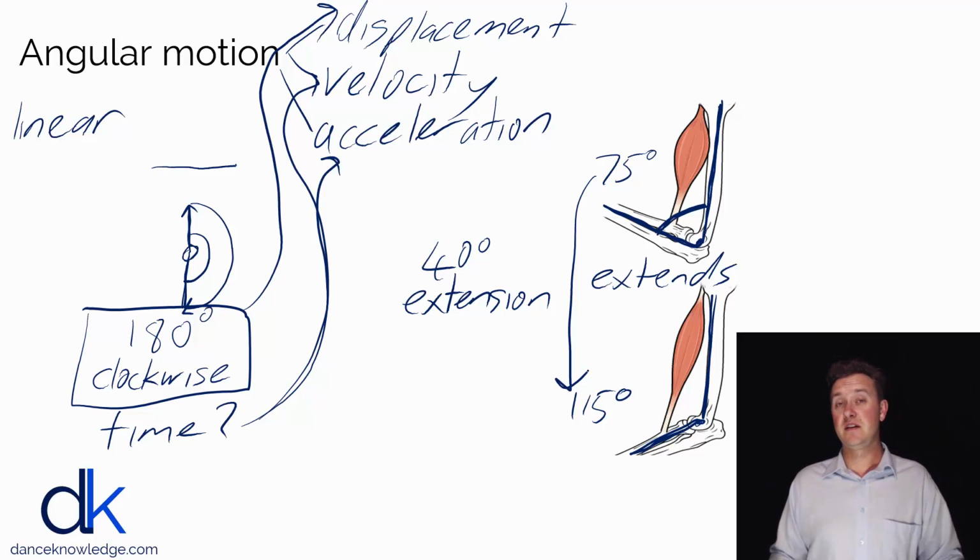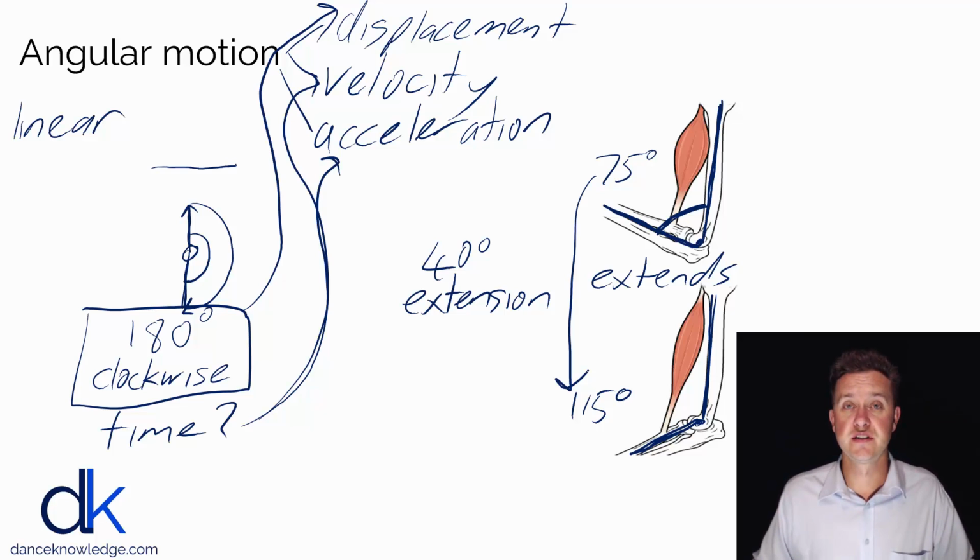So you can hopefully see that these concepts apply directly across into angular motion just as they do into linear motion. And in the other dance knowledge courses, I'll refer to these concepts all the time because they are a really good way of describing human movement. And that's, of course, essential if I'm going to describe biomechanics. So these concepts of displacement, velocity, and acceleration are really important to establish in your mind what they mean, because they are essential if we're going to describe the movement that dancers perform when they are dancing.